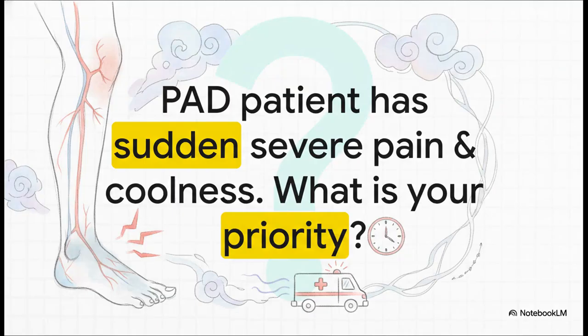So let's end with one final clinical judgment scenario. Your patient, who has a known history of PAD and that classic intermittent claudication, suddenly calls you and says the pain in their leg is now a 10 out of 10, it's constant, and their foot feels like a block of ice. Which of those 6 Ps are you seeing right now? And what is your absolute first priority as the nurse? Think about that, because that is the kind of critical thinking that saves lives and limbs.